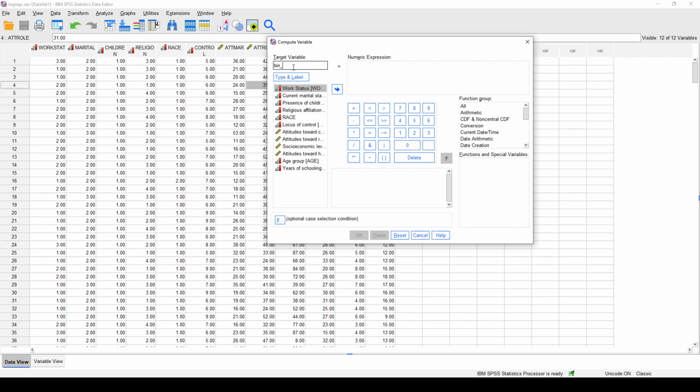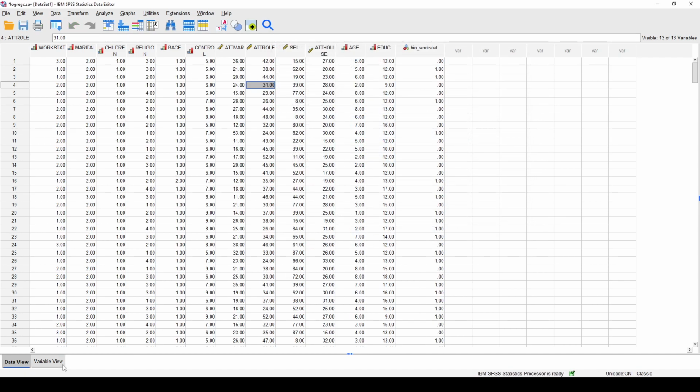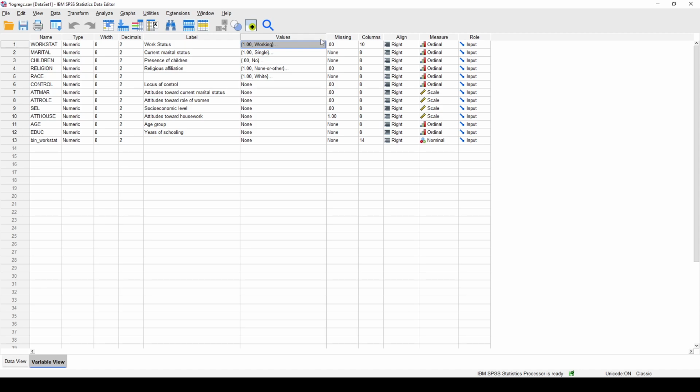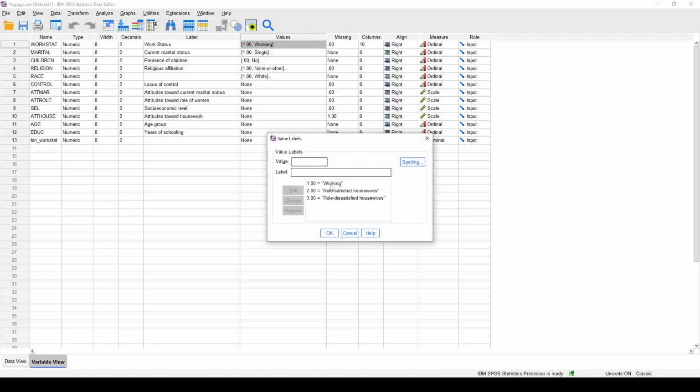I'll do binary work status. Add work status. Where's work? Right click and go to labels. Work status, and I think we did equals. I believe the original work status is 1. So what I'm trying to do is get a binary variable to represent 1, the working, and then 0 is going to be housewives all together.